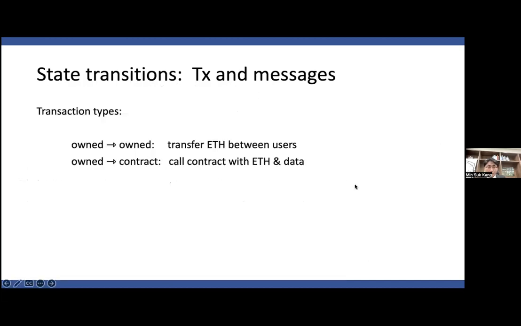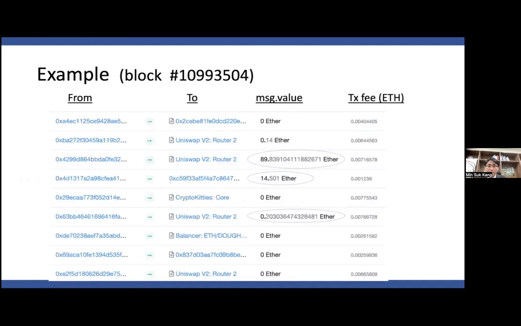Transactions can be sent from an owned account to another owned account, which means that you are actually transferring ETH between users, just like sending Bitcoin to others. If you're sending a transaction from an owned account to a contract, it means that you are calling the contract with ETH and data. So for example, here are some examples of an Ethereum block, which includes some transactions from one account to another, and some of them are going to smart contract code.